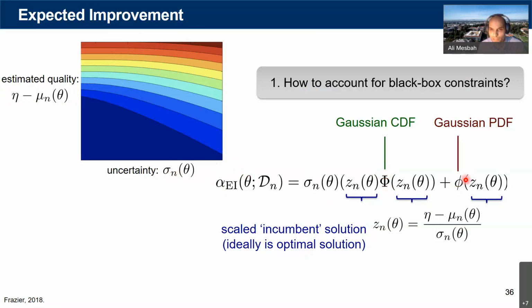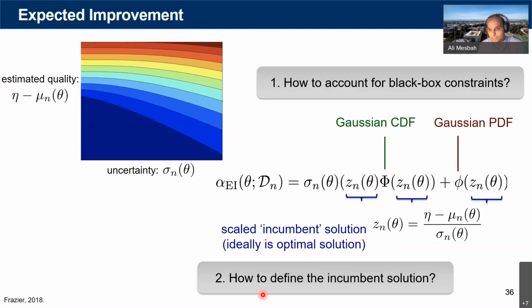Gaussian distribution. So the key question is, this acquisition function doesn't really account for the constraints. That's how to account for constraints. And the second question is how to define this incumbent solution, right? So here what you see is Zn, the scaled incumbent solution. And the question is, what is the incumbent? What shall we consider as the best available solution or incumbent solution?